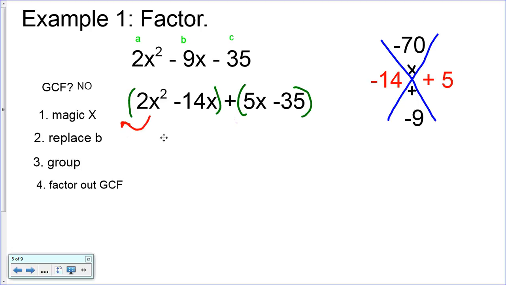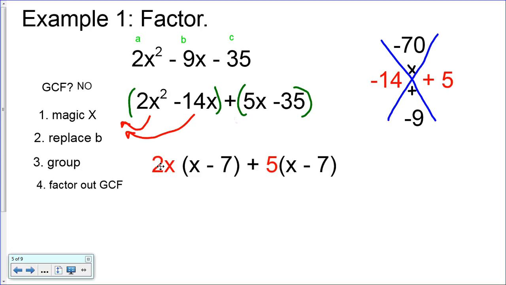So this first one, what can I take away from 2x squared and negative 14x? Well, they both have a 2 in common, they're both divisible by 2, so I can take a 2 out. And they both have an x to spare, so I can take an x out. Okay? Oh, I did too much there. So I get a 2x, and I'm left with x minus 7 here.